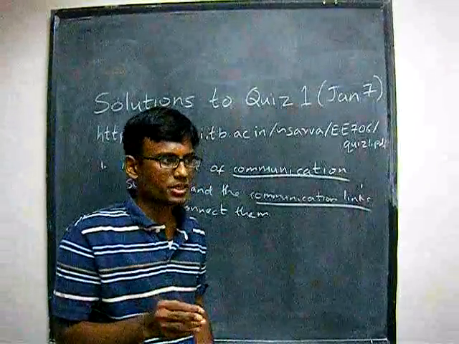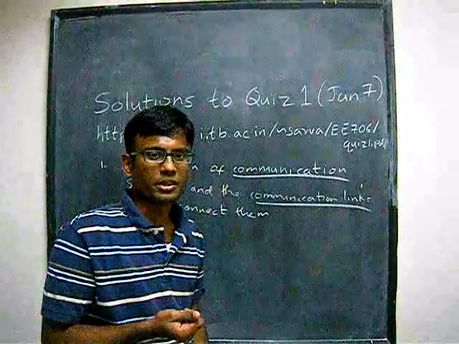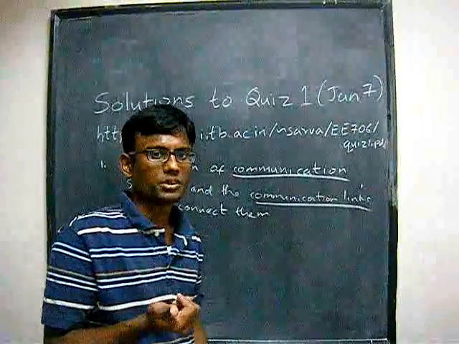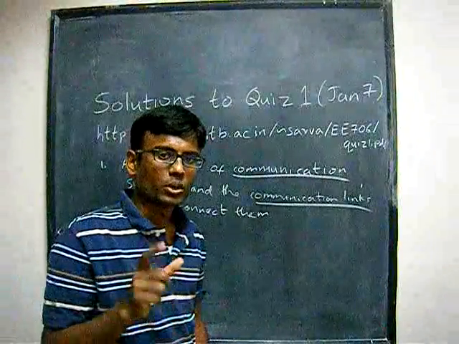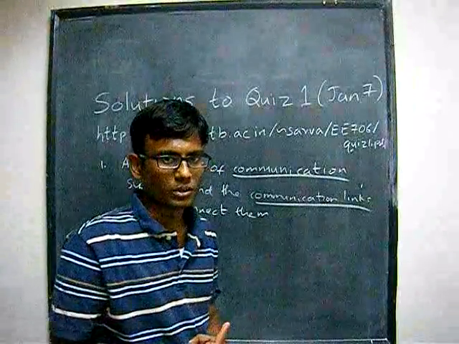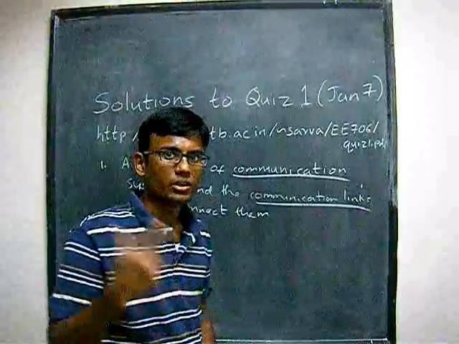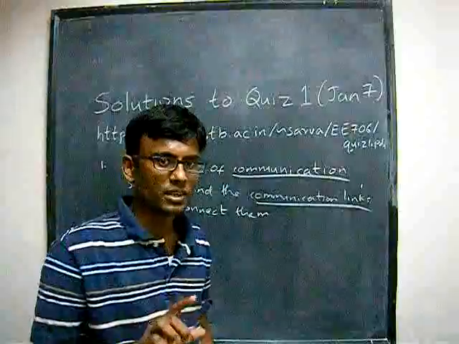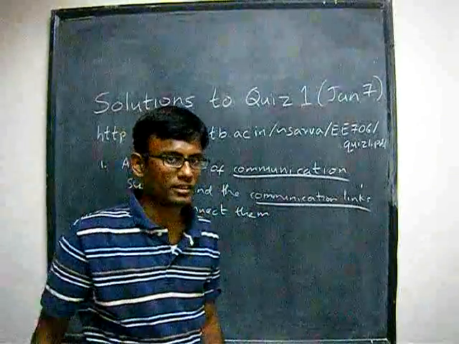One person said that a communication network is a graph with nodes representing the communication systems and edges representing the communication links. That is not correct. A graph is used to represent a communication network. It is not the communication network. And somebody else said the communication network is a study of communication. That is the name of this course, but communication network is not any study. It is a collection of communication systems and links.